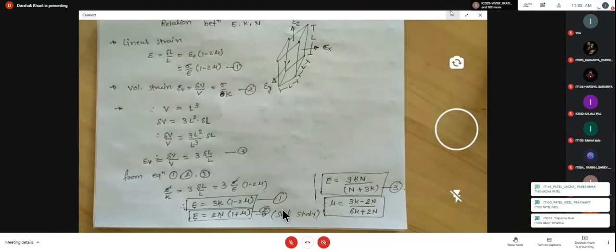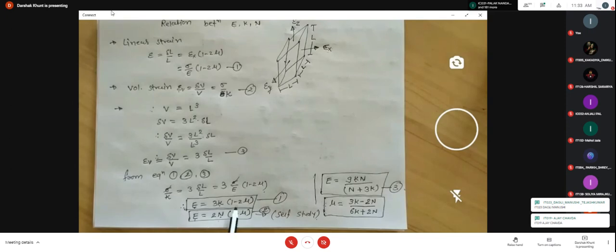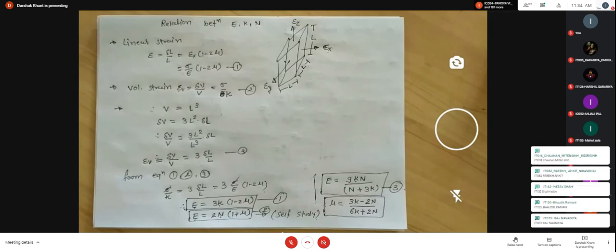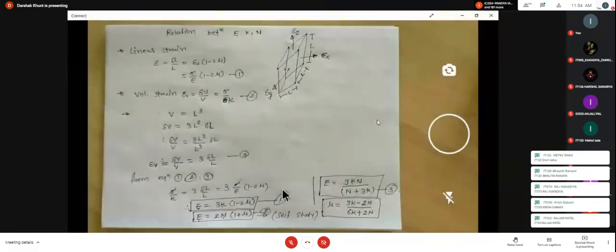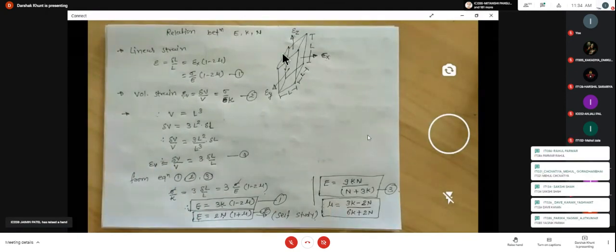So today we have stopped here. We have derived all these relations between E, K, and N. One simple problem on these relations is there. You just have to put in these equations, and you get the value of any other constant. We can discuss that in the next lectures, but today we have defined all the relations. You can refer to these relations from the PDF.